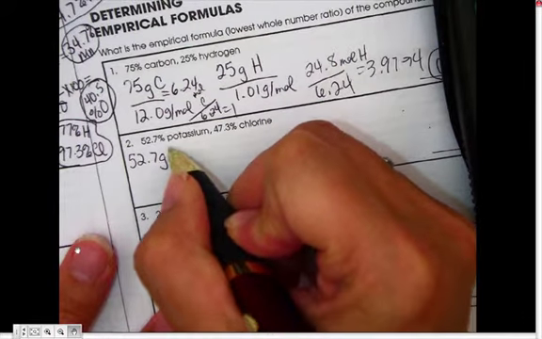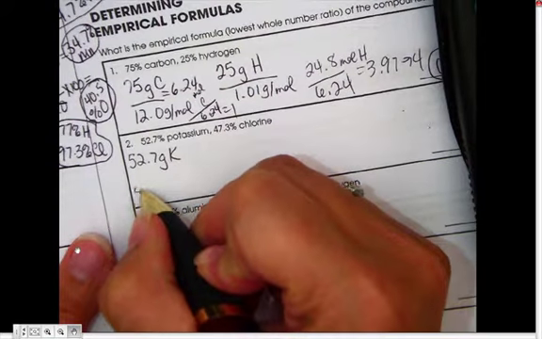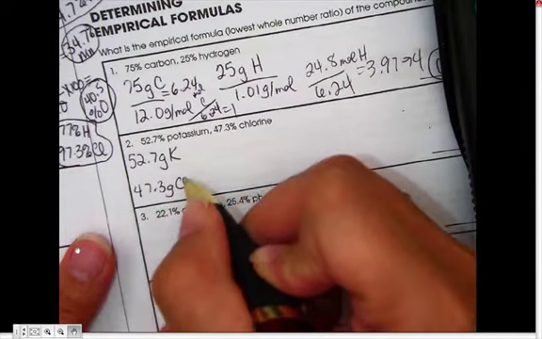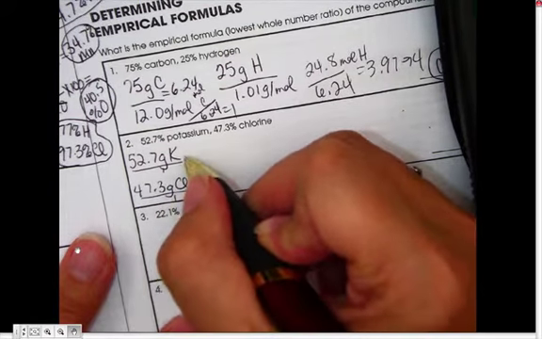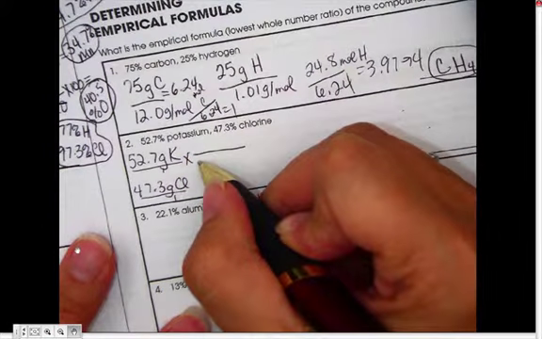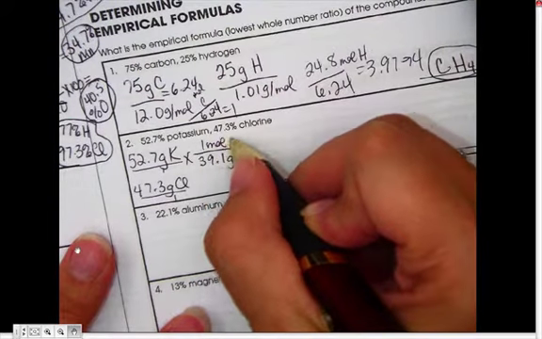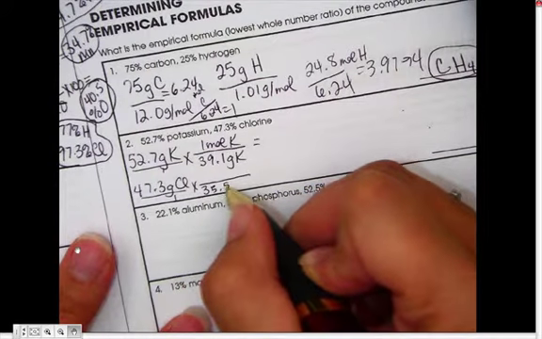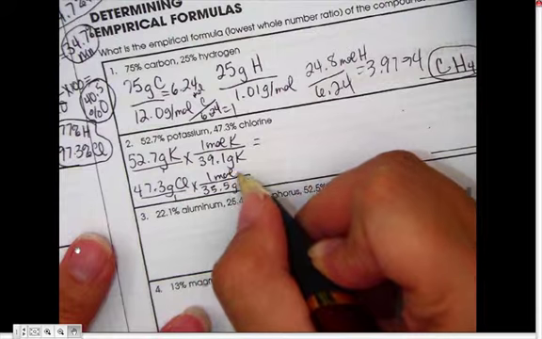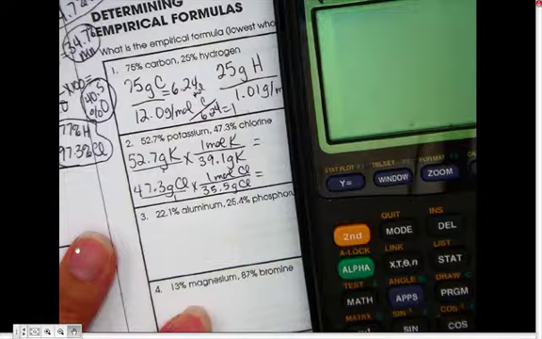Okay, let's try this one, potassium and chlorine: 52.7 grams of potassium. I'll write it a different way this time so you can see it as a fence post. And 47.3 grams of chlorine. So we change percent to mass, and then mass to moles. So here goes the fence post way. Potassium is 39.1 grams of potassium for 1 mole of potassium. This is 35.5 grams of chlorine for 1 mole of chlorine. These numbers came off the periodic table.